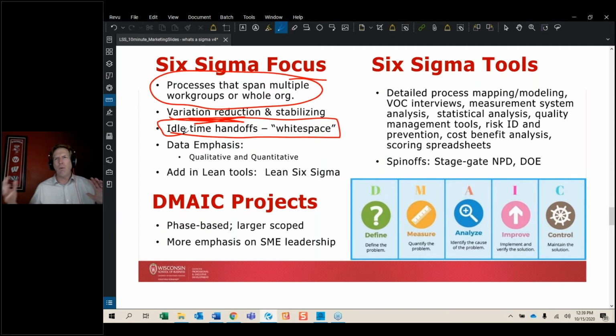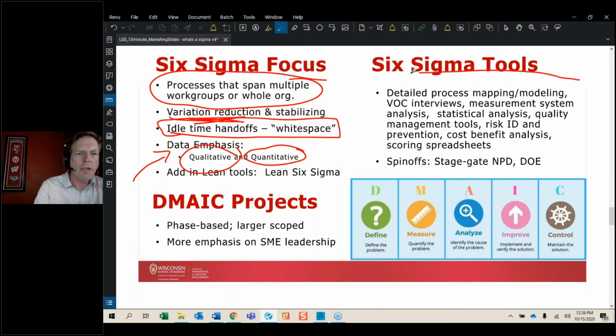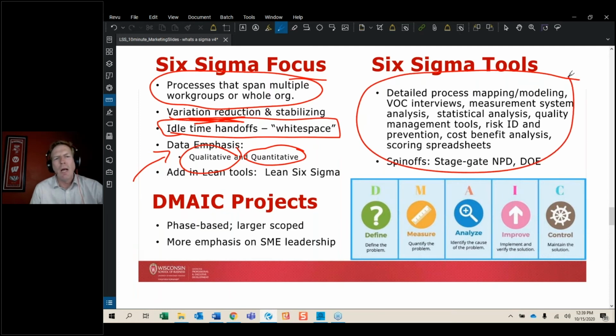Because the process spans multiple work groups and is typically larger scale, the data emphasis is a little bit different. We're looking at qualitative data, structured interviews as well as survey results. We're also diving deep into the quant data, database queries, spreadsheet results, the numbers, and the analysis that goes with it. The toolkit is a little bit larger as well. Everything from process mapping and interviewing techniques to testing the way that we collect data with measurement system analysis, risk identification, cost benefit analysis, scoring spreadsheets, and of course, statistical analysis.